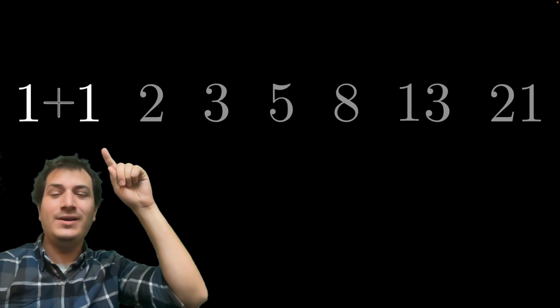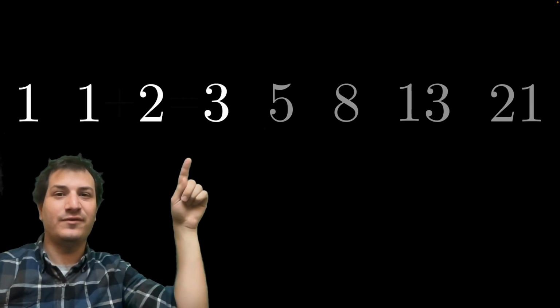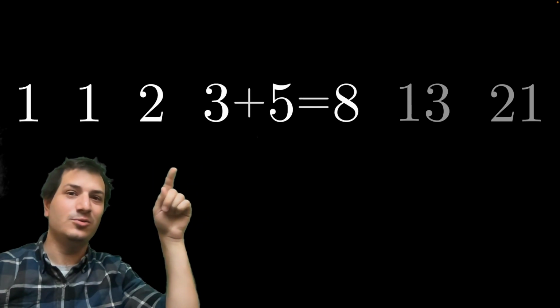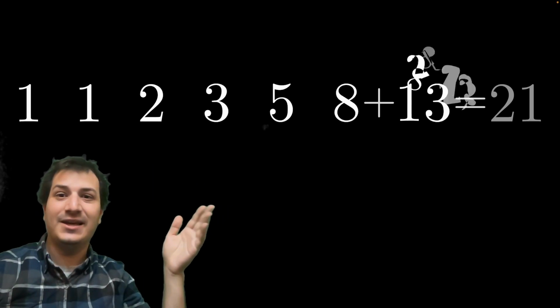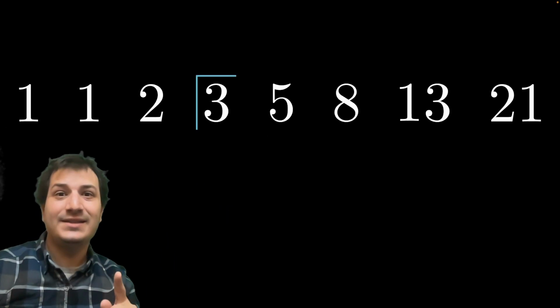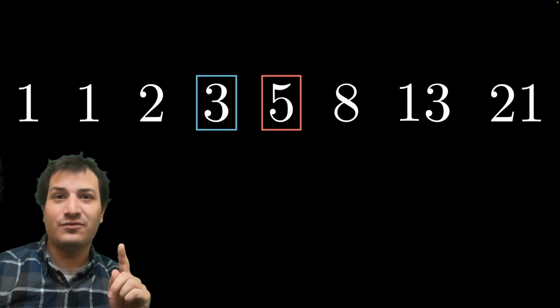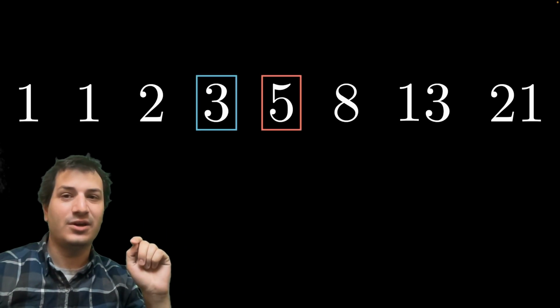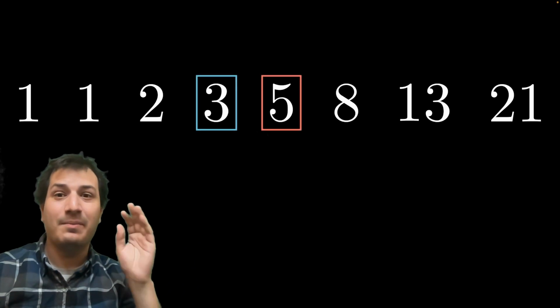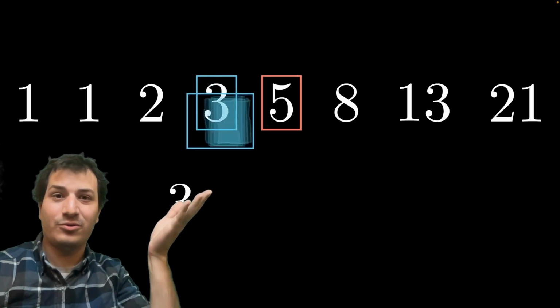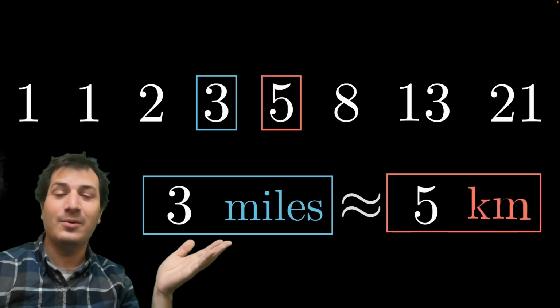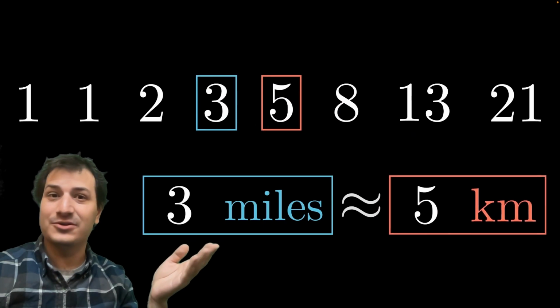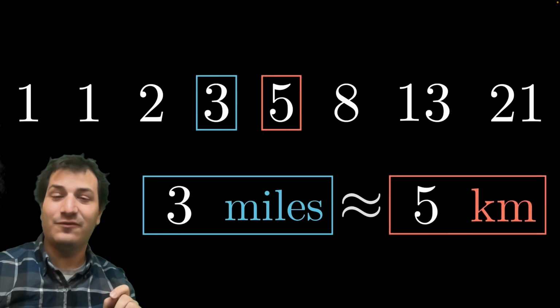So you start with 1, 1, and every single number is the sum of the previous two. So 1 plus 2 is 3, 2 plus 3 is 5, 3 plus 5 is 8, and so on. Now, take any two consecutive numbers. For example, 3 and 5 are right next to each other, and you can interpret this as a miles to kilometer conversion. All you do is say that the lower number, 3, is 3 miles, and the bigger number, 5, is 5 kilometers. So 3 miles is approximately 5 kilometers.